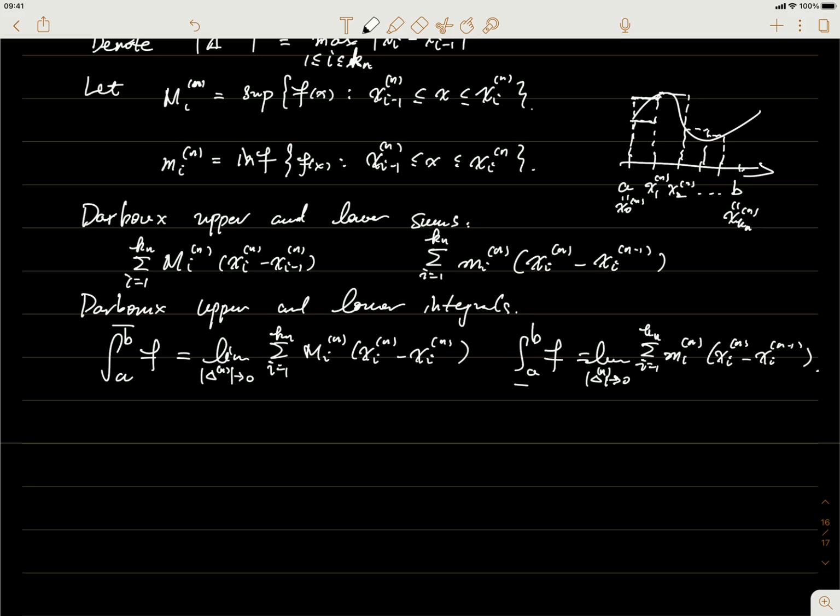This is how the Riemann integral was defined. When we get the upper and the lower integrals, if these two limits both exist and they're equal, then we say the function is integrable. So we say that f is Riemann integrable if the upper integral is equal to the lower integral. And in this case, the integral of f is defined to be the common value of these two. Okay, that's how we define the Riemann integral.